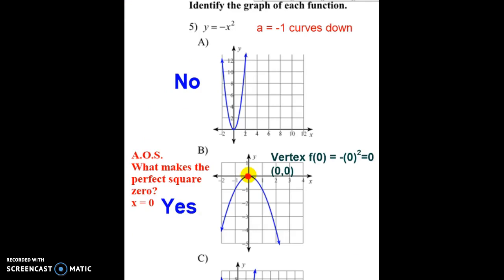In question number 5, we are going to identify the graph. So first I'm going to look over the characteristics. A is negative 1. It means it curves down. You must show that you're not guessing by showing me some characteristic. B is the only one that curves down. B has to be the correct answer. I also could plug in f of 0 and I get 0, 0, so I could see that is correct.